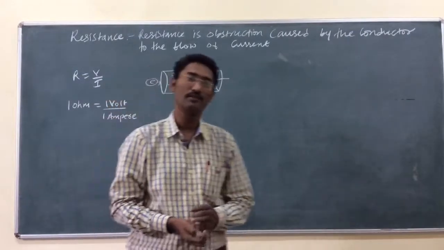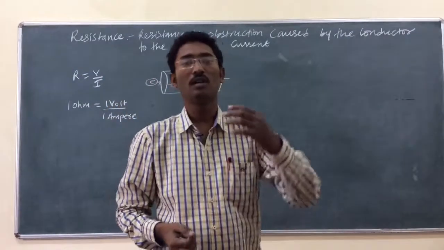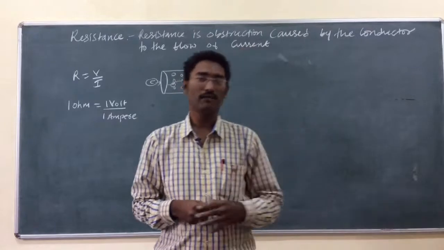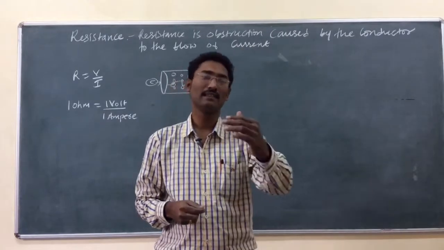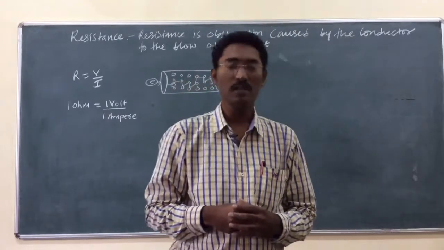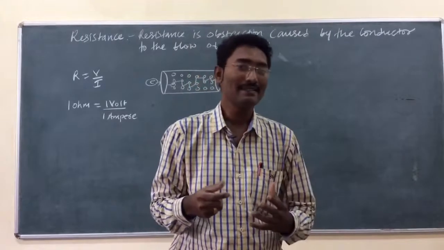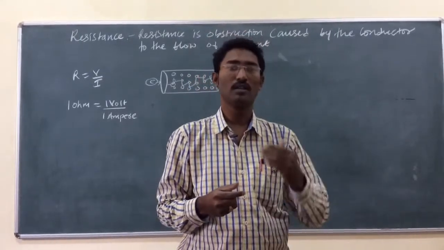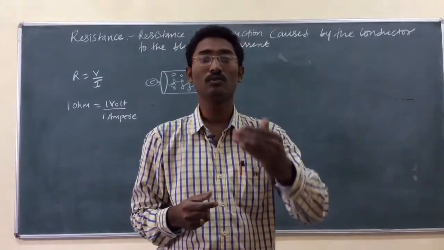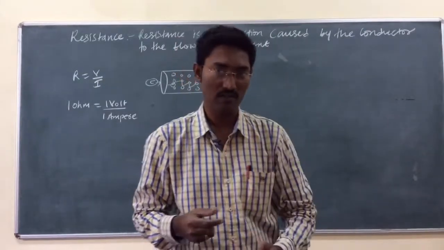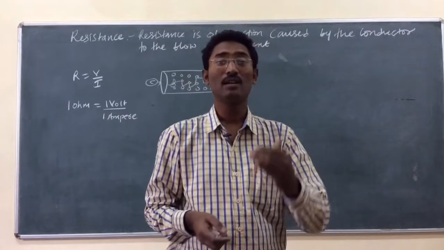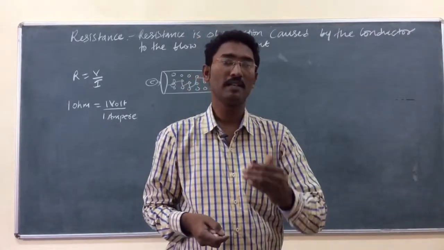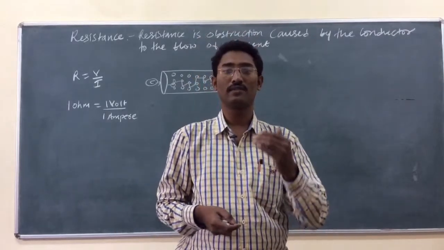If it has sufficient energy, the electron comes out of the other end of the conductor, and this is the current. Students, so what is resistance? Resistance is the opposition given by the conductor to the flow of negative charge, or resistance is the obstruction caused by the conductor to the flow of electric current.